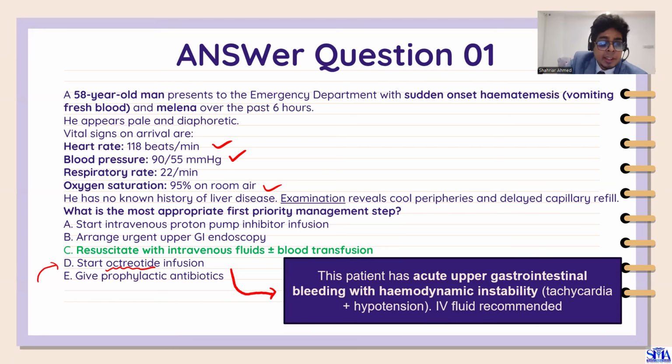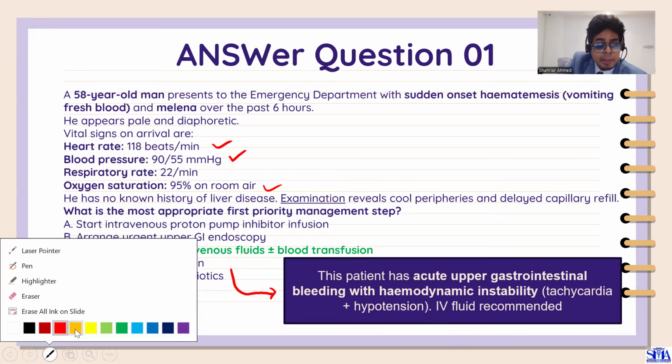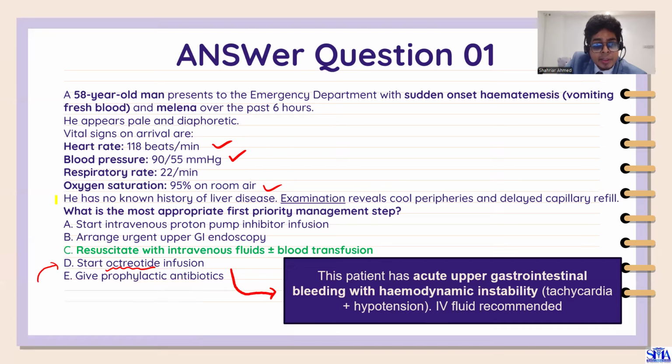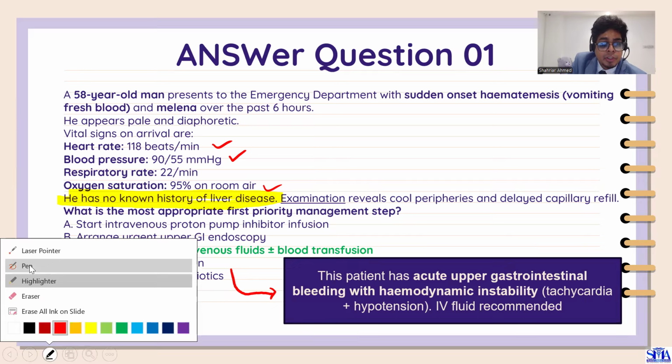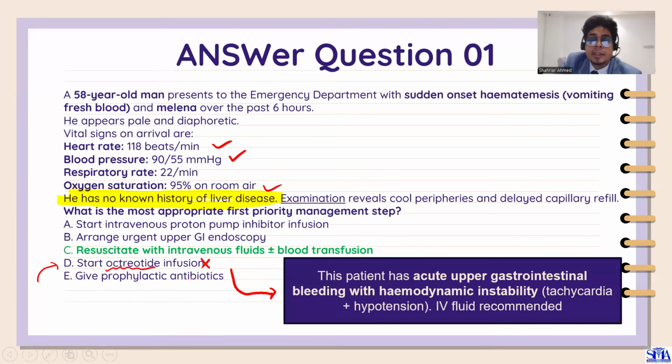Now, as you can see, they have clearly mentioned that this is no known case of liver disease. So do you agree that D is an incorrect answer? I think it would be incorrect, because we didn't find evidence of liver problems. So I don't think octreotide is the right answer. That's the thing.